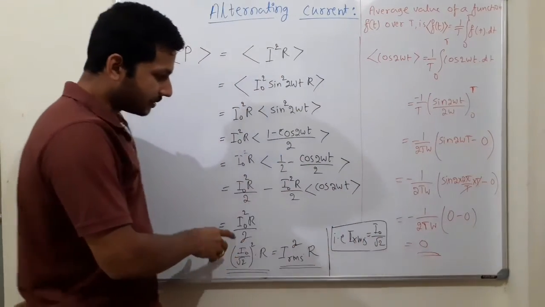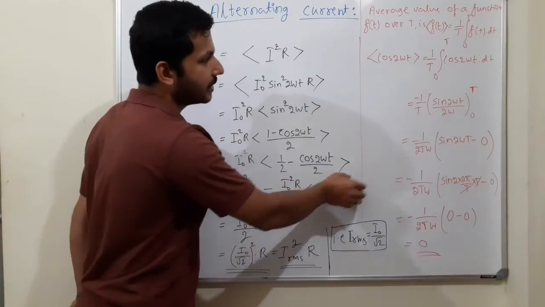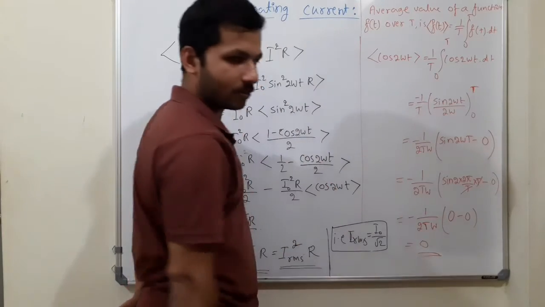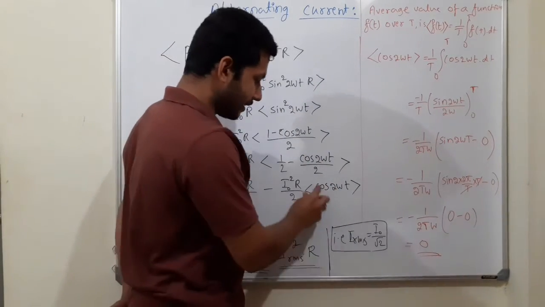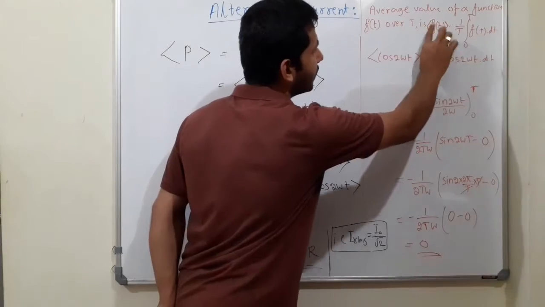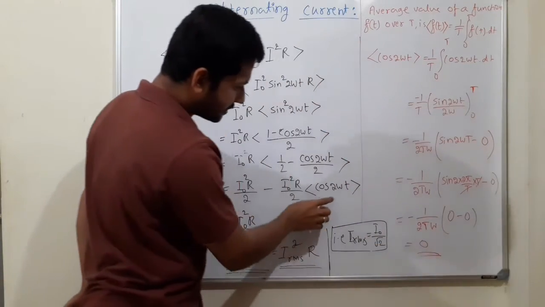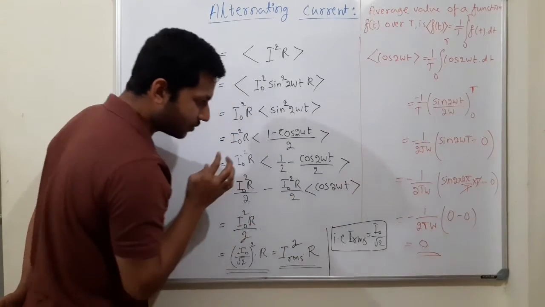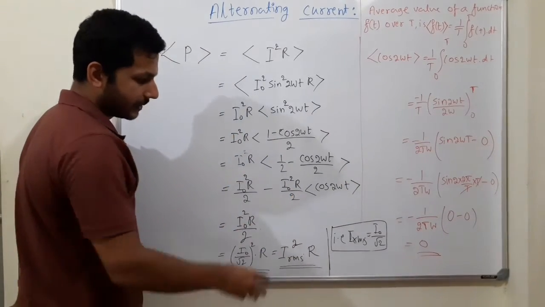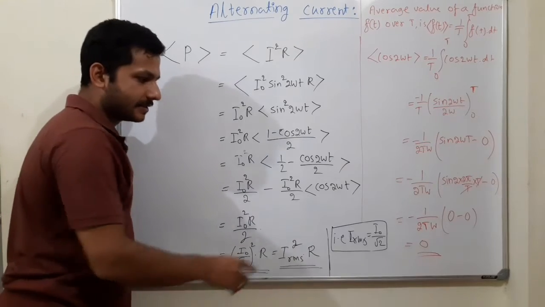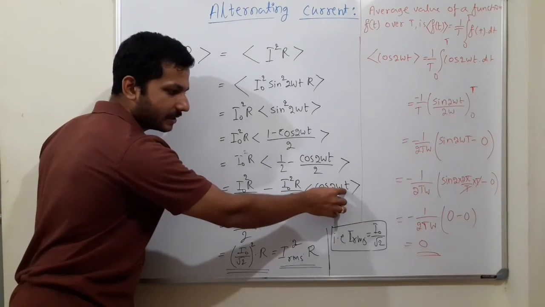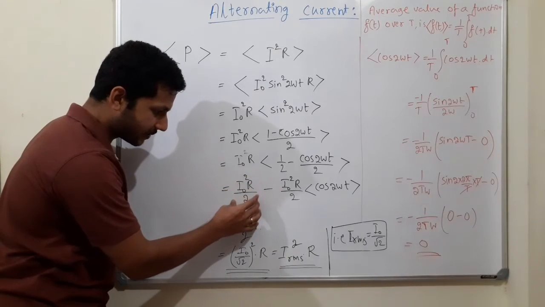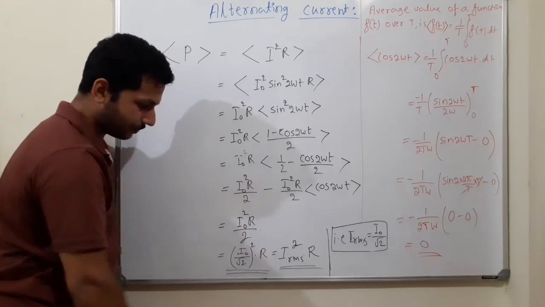What happened now? The average value of cos 2 omega t is 0, right? Average value of cos 2 omega t is 0. So that 0 has to be written here. When you substitute that in place of cos 2 omega t, it becomes 0. That is why, as the average value of cos 2 omega t is 0, as we have calculated here, in the next step we write only I naught square R by 2.